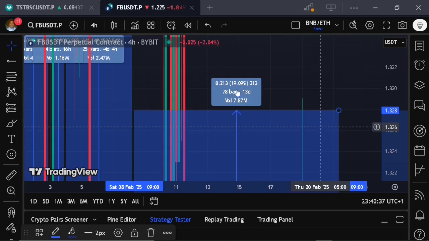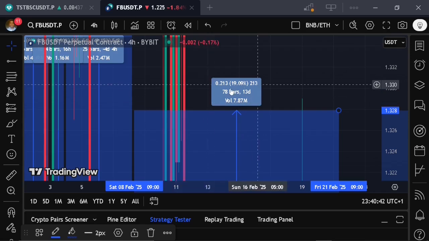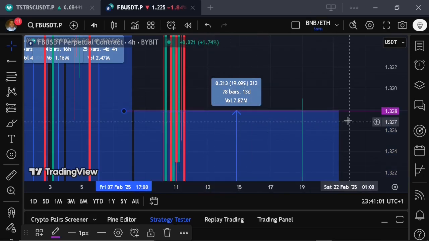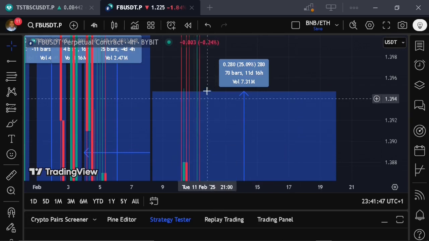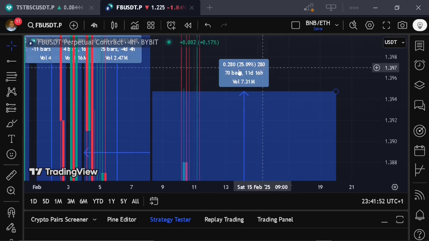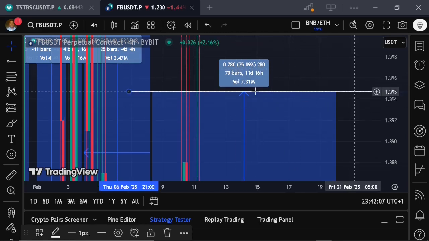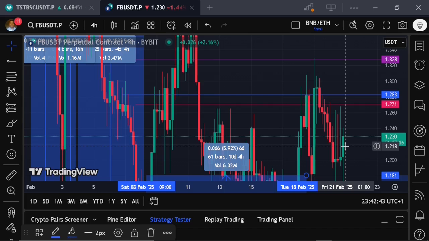And then use the blue horizontal ray tool to indicate your entry price, which is 1.283. And your safety price will be at the 19th% of the most current bullish trend section. And then use the pink horizontal ray tool to indicate your safety price, which is 1.328. And finally, your take profit price will be at the 25th% of the most current bullish trend section. And then use the white horizontal ray tool to indicate your take profit price, which is 1.395.